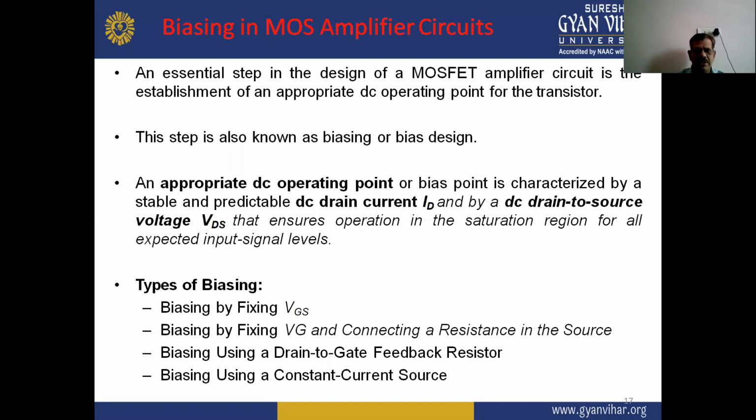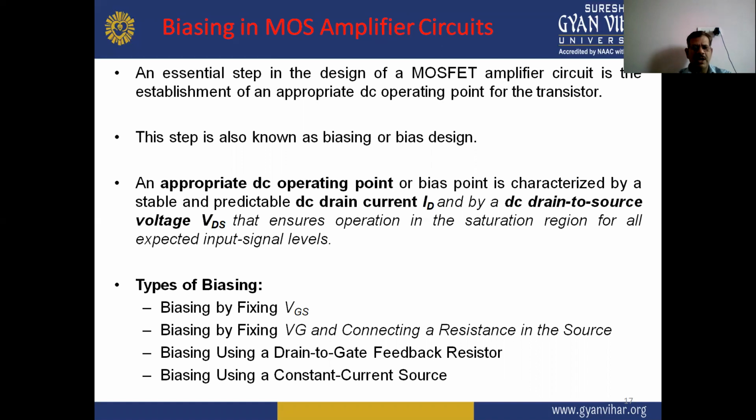An appropriate DC operating point, or bias point, is characterized by a stable and predictable DC drain current ID and by a DC drain to source voltage VDS that ensures operation in the saturation region for all expected input signal levels. So there are different types of biasing in MOSFET amplifiers. First, biasing by fixing VGS; second, biasing by fixing VG and connecting a resistance in the source; third, biasing using a drain to gate feedback resistor; and next, biasing using a constant current source.